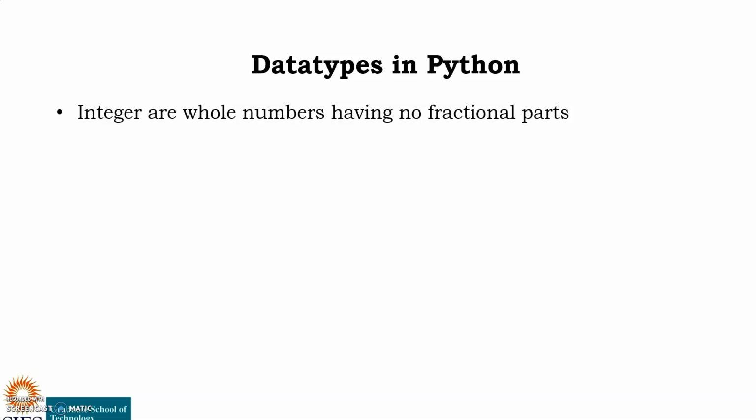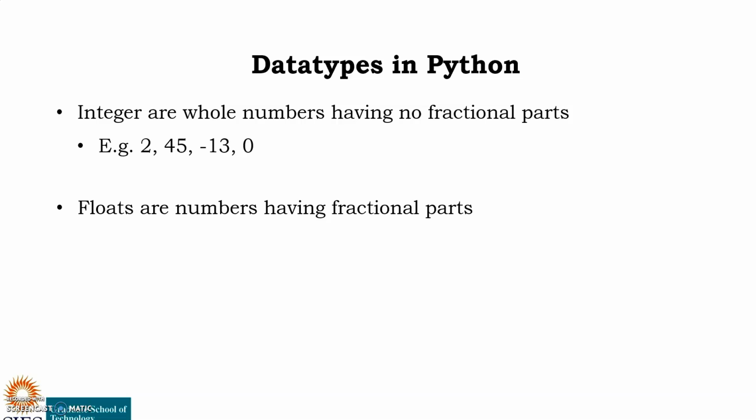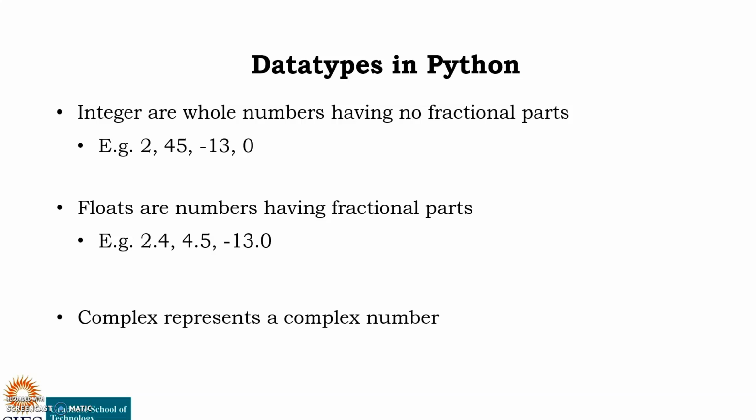Integers are whole numbers having no fractional parts. For example, 2 is an integer, 45, minus 13, 0, all are integers. Floats are numbers which have fractional parts. 2.4, 4.5, plus 13.0, minus 13.0, all are floats.